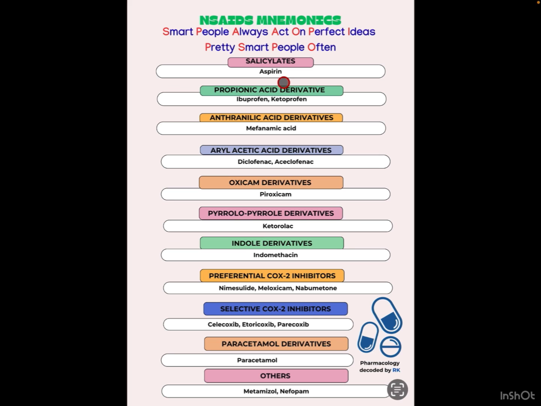The next letter is P, which represents propionic acid derivatives. Examples include ibuprofen and ketoprofen. They are commonly used for mild to moderate pain and inflammation. The next letter is A, which represents anthranilic acid derivatives. These are also called fenamates. Example, mefenamic acid, often prescribed for dysmenorrhea and menstrual cramps.